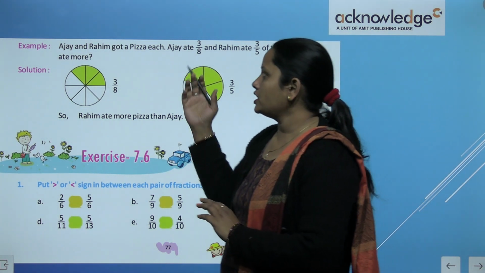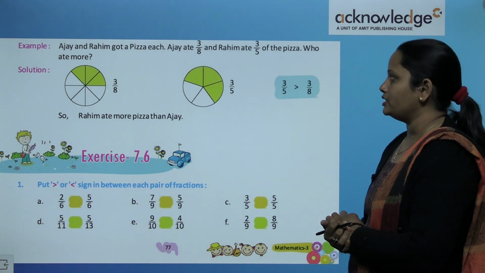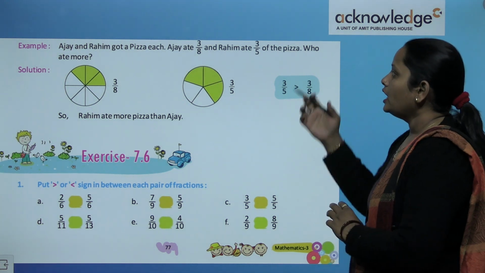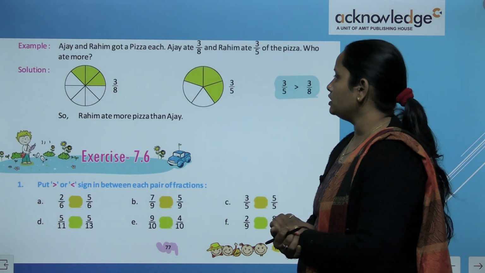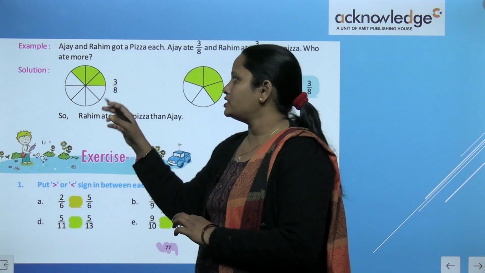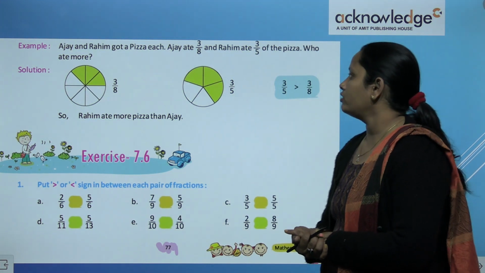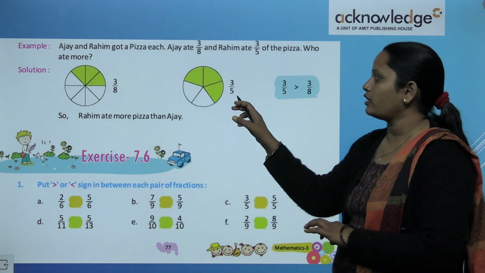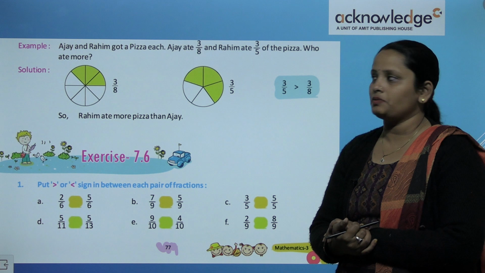Next is Ajay and Rahim got a pizza each. अजय और रहीम दोनों बच्चों को पिज्जा मिला, हर एक बच्चे को. Ajay ate 3/8 of the pizza and Rahim ate 3/5. तो अजय का जो पिज्जा था उसमें 8 पार्ट्स थे जिसमें से उसने 3 खाए, और रहीम का जो पिज्जा था उसमें 5 पार्ट थे जिसमें से उसने 3 खाए. Who ate more? किसने ज्यादा पिज्जा खाया?